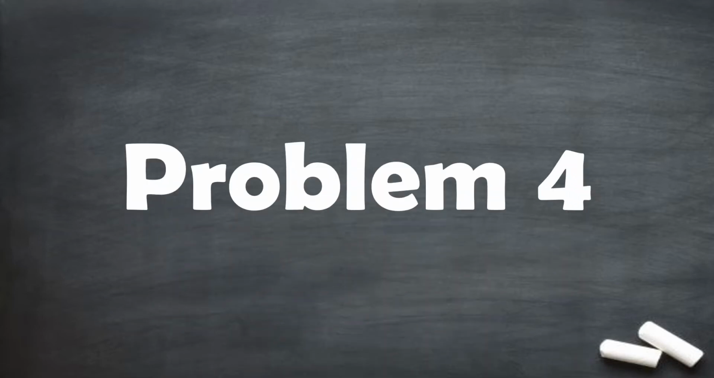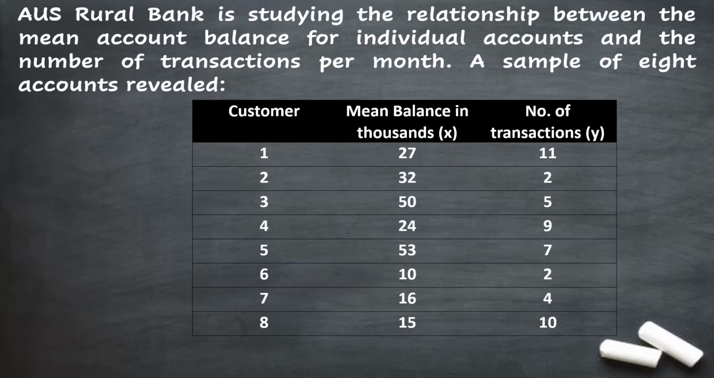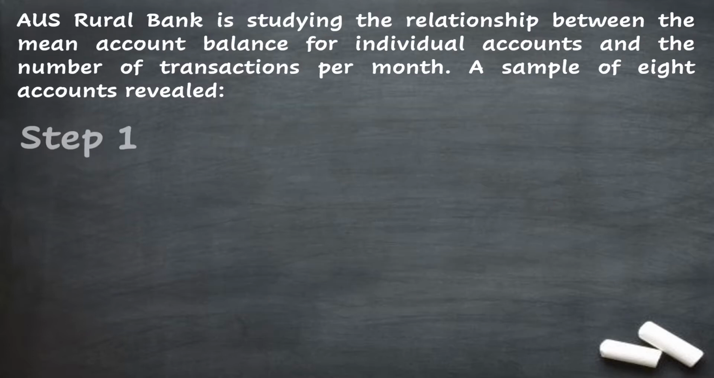Problem number 4. A U.S. rural bank is studying the relationship between the mean account balance for individual accounts and the number of transactions per month. A sample of 8 accounts revealed in the table below. First step is to identify the null and alternative hypotheses.